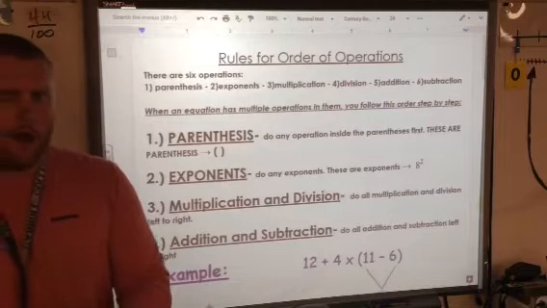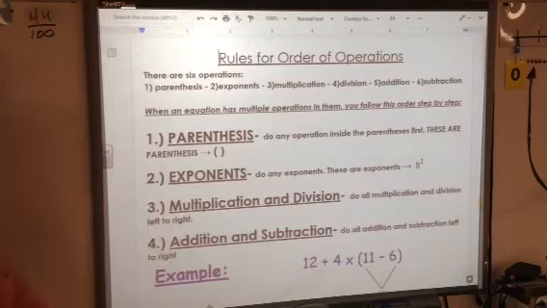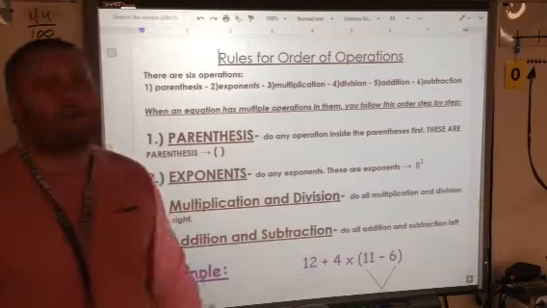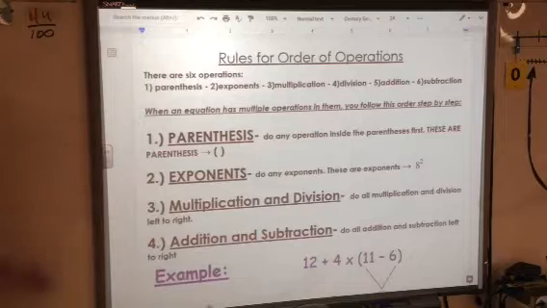Okay? All right. And then our last one is addition and subtraction. And it follows the same rules as multiplication and division. Okay? We always do our addition and subtraction last, but if we happen to have addition and subtraction in the same equation, we have to do it left to right. Okay? So here's the order of operations. We always do parentheses first, then we do exponents, then we do multiplication and division, and then we finish with addition and subtraction.